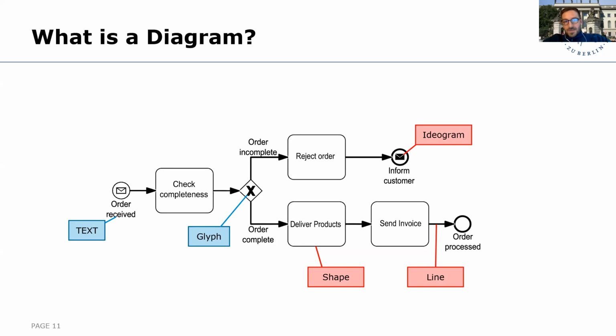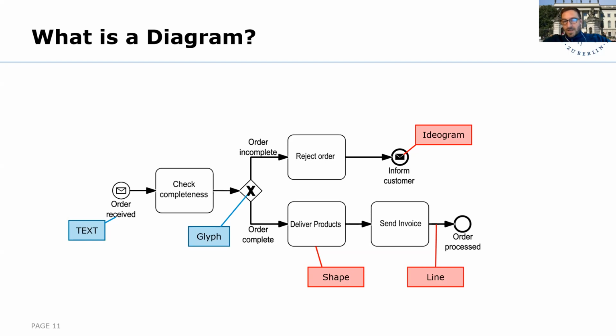Then we also have glyphs. This is the element in the very middle of this diagram, this X. This glyph is actually a letter, the letter X, and it has a particular meaning, which is connected with its character as a letter, because it's an abbreviation for the term exclusive. That points to the semantics of this element. And then we have shapes. Typically, many of the elements in these diagrams are shown as shapes: round shapes, rectangular shapes, squares, ellipses, etc.